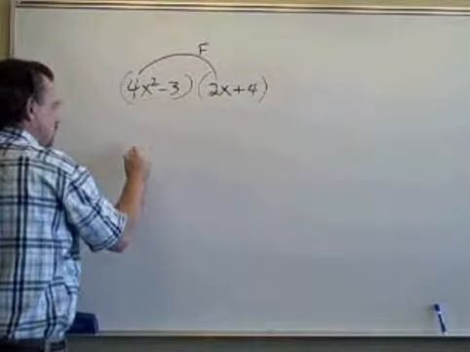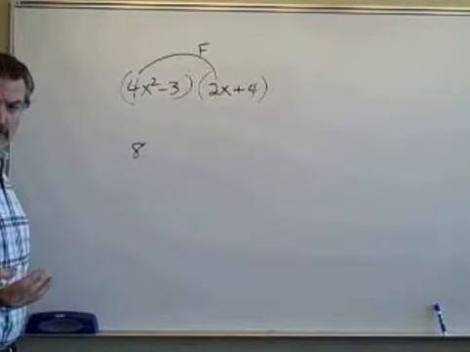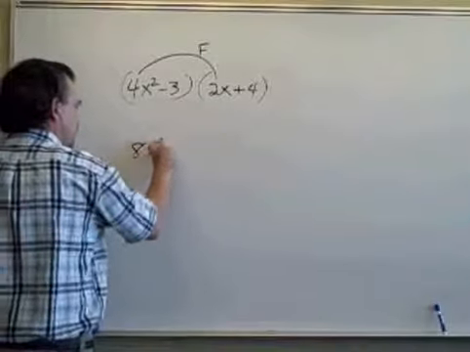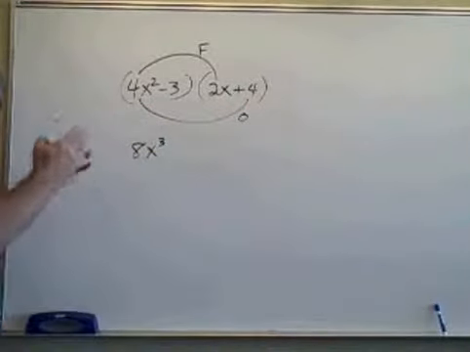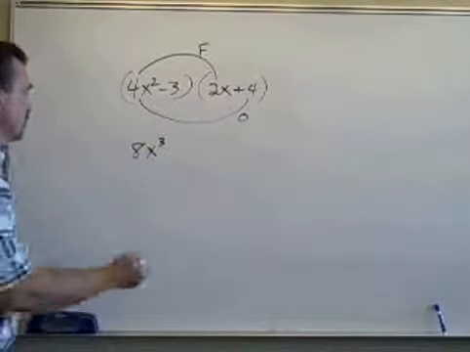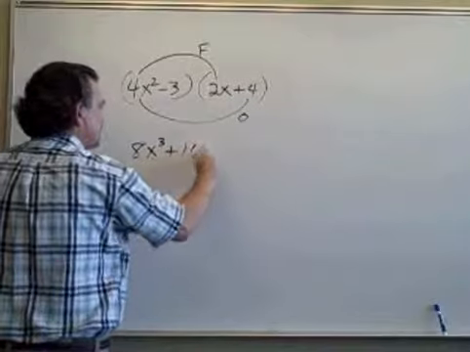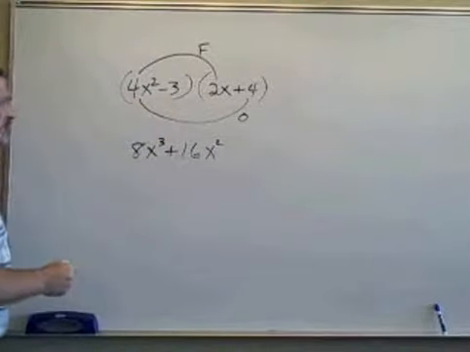4 times 2 gives us 8. X squared times x. How many x's are being multiplied? 3 of them. That's x to the third. The O of FOIL, that says take the product of the outside two terms. 4x squared times a plus 4, that's plus 16x squared. 4 times 4 gives me 16.